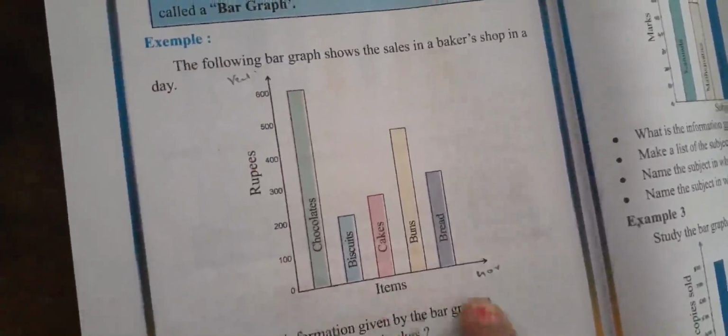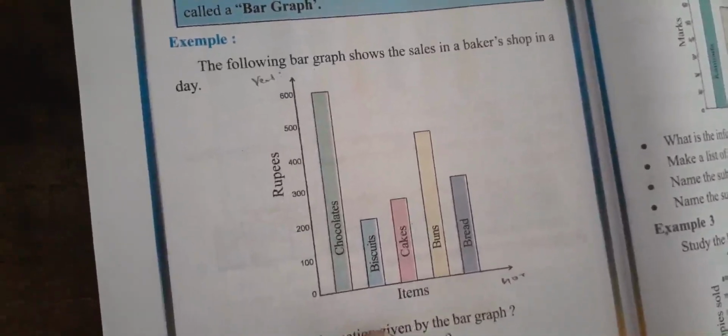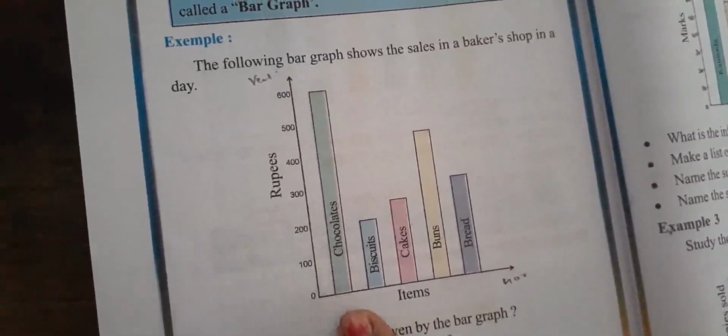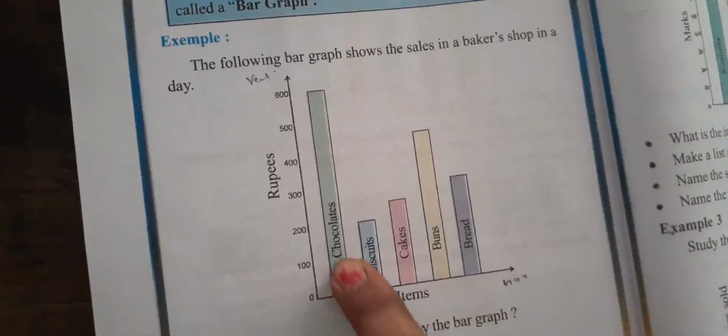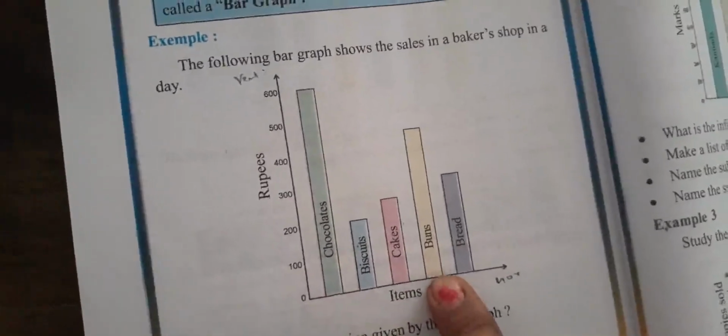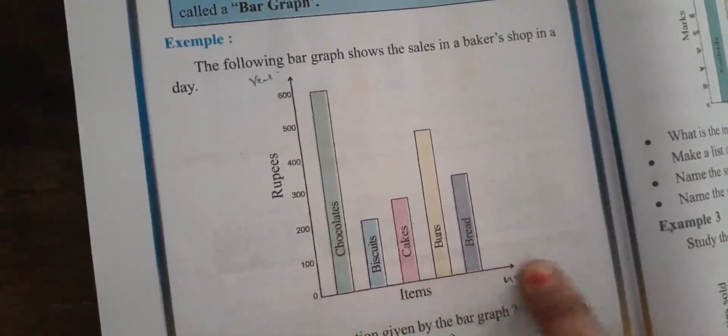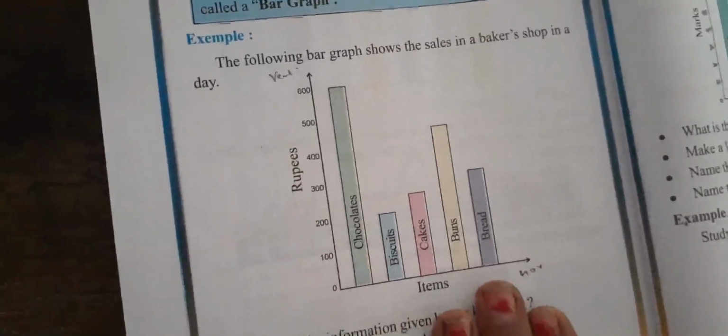Then on the x-axis we take 2 centimeters, that is 2 boxes, for 1 item name. The first item is chocolates. Then after 2 centimeters, biscuits. After 2, cakes. Then after 2 centimeters, buns. Then after 2 centimeters, bread. This is how we take the item names. Then we draw the bar graph.